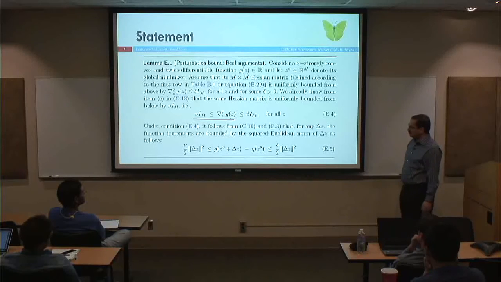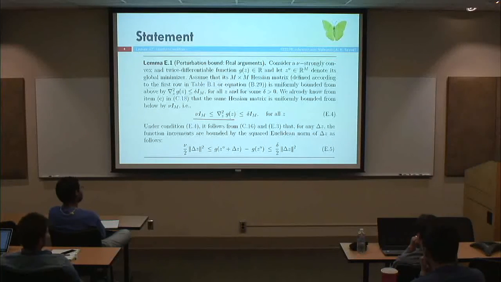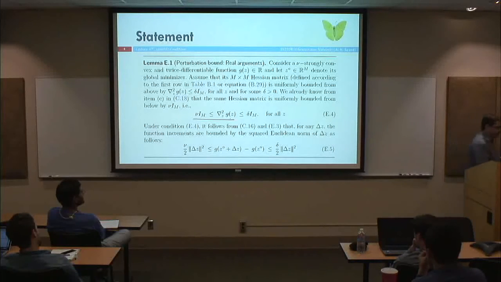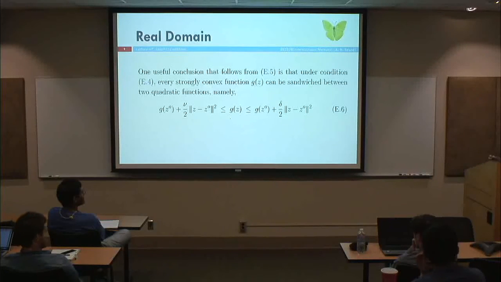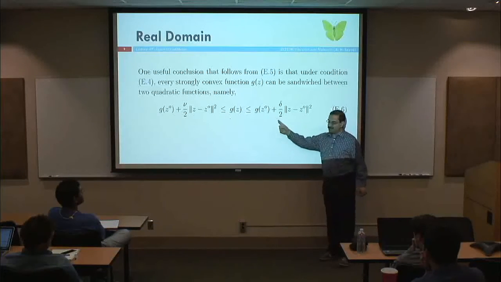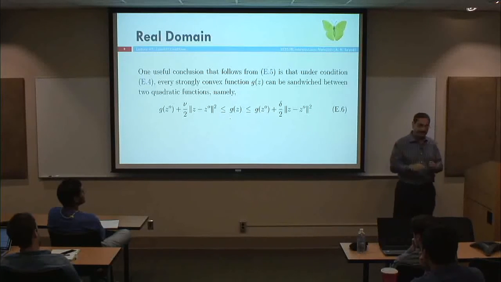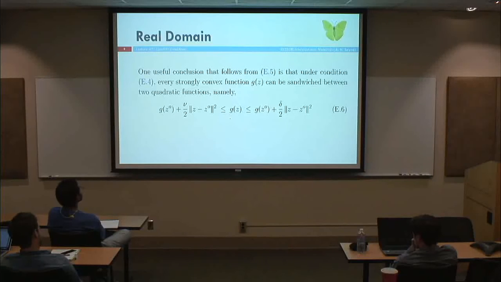Now, why is this result useful? This is the first conclusion. Remember, this z0 here is the minimum of the function. So one implication, I used to have g of z minus g of z0, and I moved g of z0 to the other side of the inequality. So one implication is that every strongly convex function can be sandwiched between two quadratics. This is a quadratic in z, and this is another quadratic in z.